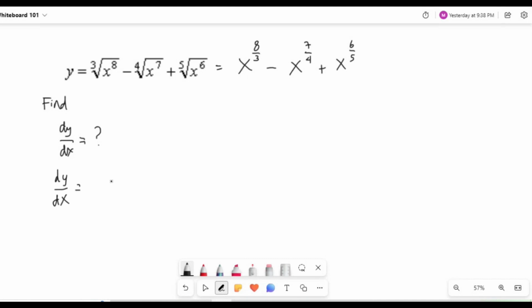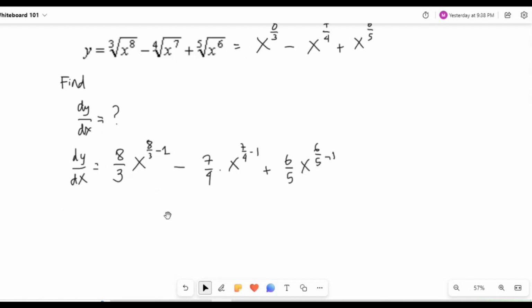So the 8 over 3, we move it down from x to the power of 8 over 3 minus 1, plus, minus 7 over 4 times x to the power of 7 over 4 minus 1. That's it, guys. What you do, just do the rest, the same with the rest. Then let's calculate that.